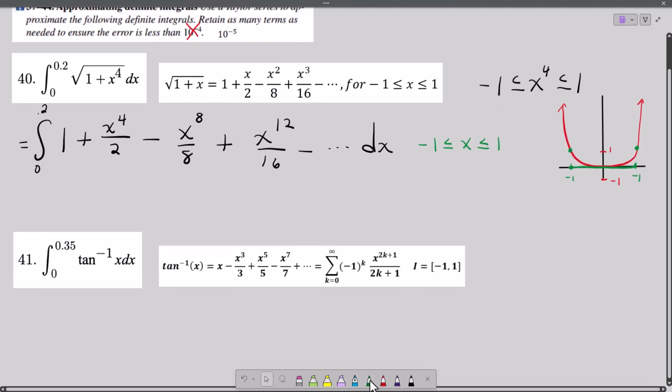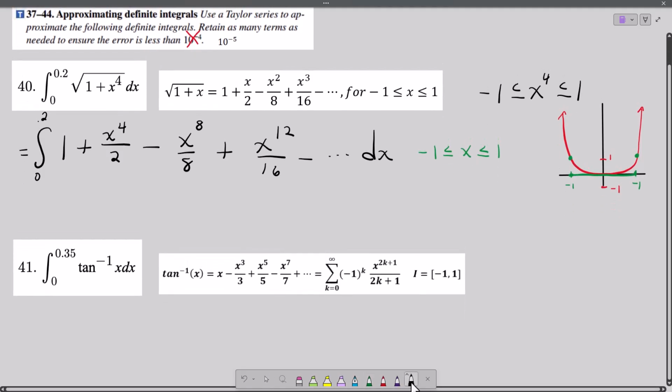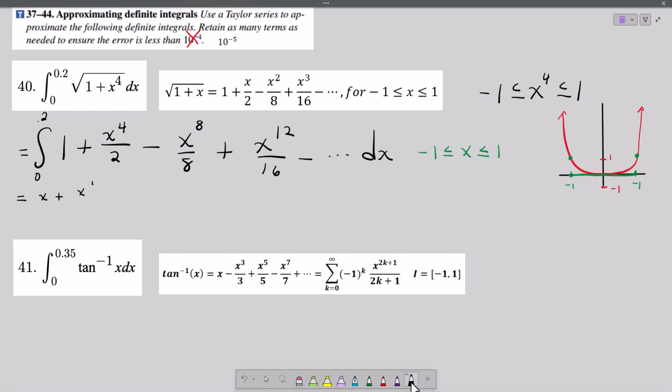So now we do our integration. This is a polynomial. We integrate term by term. So x to the 5th, we divide by 5, so that gives us 10. This is x to the 9th. We divide by 9. 9 times 8 is 72. We'll go one more term, x to the 13th. I'm not going to multiply those together. We don't care. And this goes from 0 to 0.2.